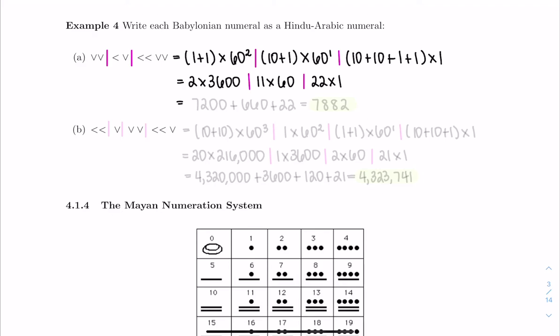Well, 2 times 3600 is 7200. 11 times 60 is 660, and 22 times 1 is 22. And so when I add this all together, I end up getting our number of 7,882.